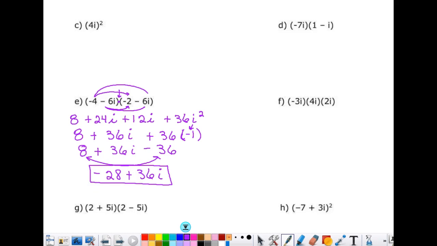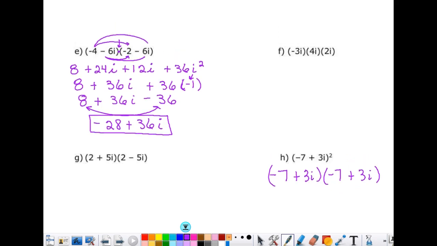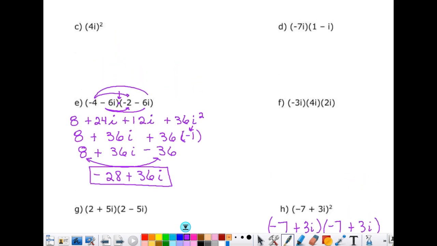Then I think all the rest of them you can do. Let me just show you here. I'm not going to work the whole thing, but a -7 plus 3i squared would mean to do this, write it, multiply it out twice and do FOIL on it. Okay? So we're good.